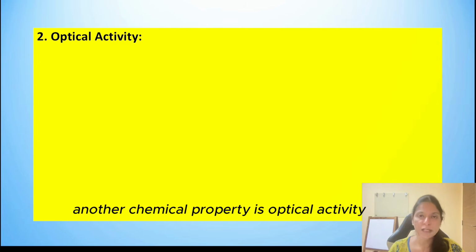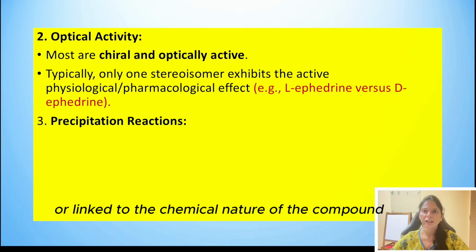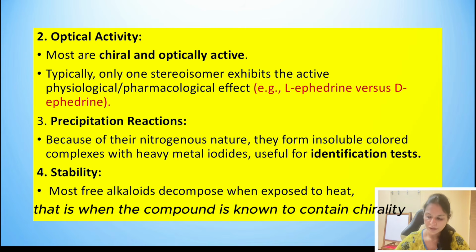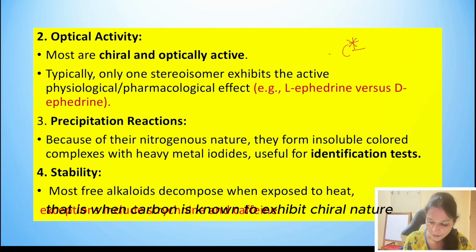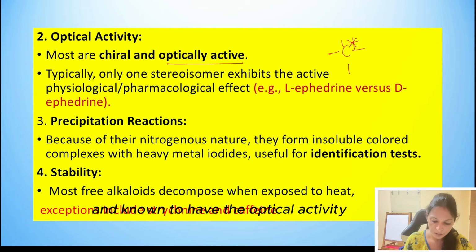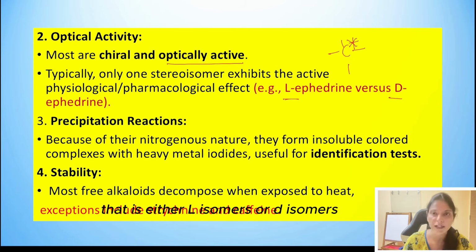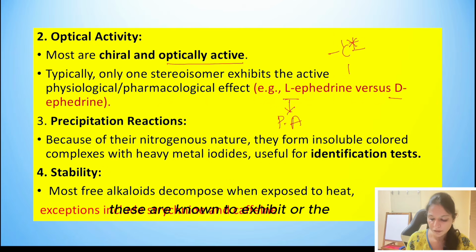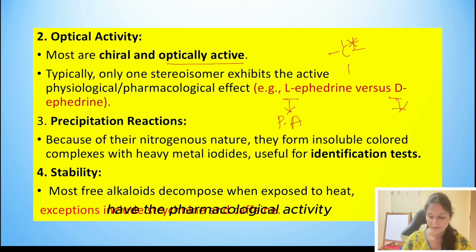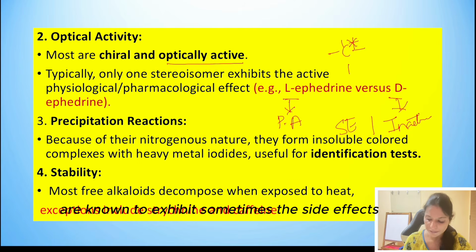Another chemical property is optical activity. We all know that optical activity is directly linked to the chemical nature of the compound. That is, when a compound contains chirality, when a carbon is substituted with four different functional groups, it exhibits chirality and has optical activity. Optically active compounds are generally of two types, either L isomers or D isomers. L isomers, like L-ephedrine, generally have the pharmacological activity, whereas compared to them, D isomers are generally inactive or sometimes exhibit side effects.